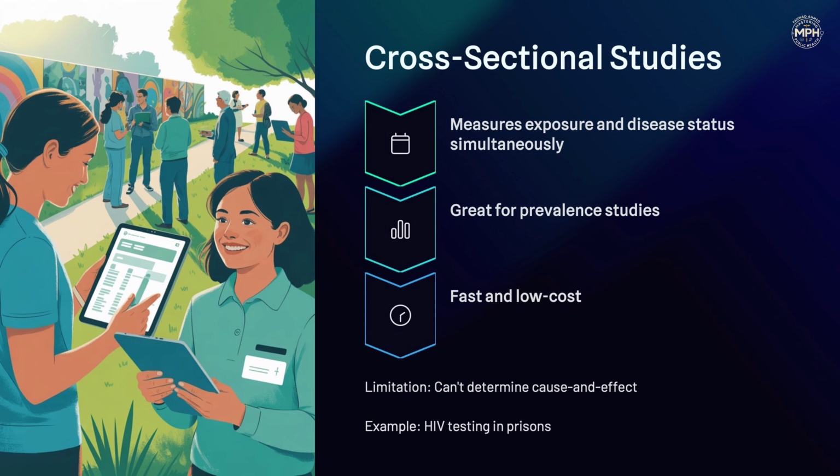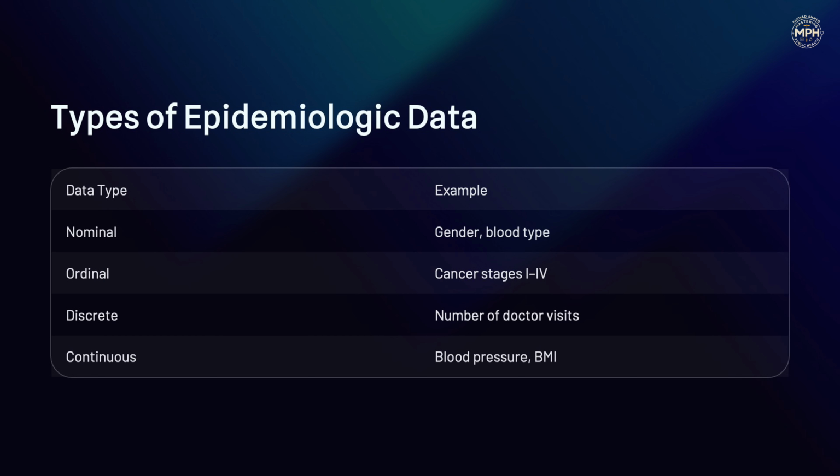Third is cross-sectional surveys, also called prevalence studies, which measure disease and exposure at the same time. For example, surveying a population for current rates of smoking and hypertension. They are great for public health planning, but cannot determine cause and effect.